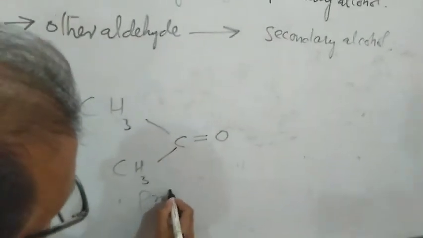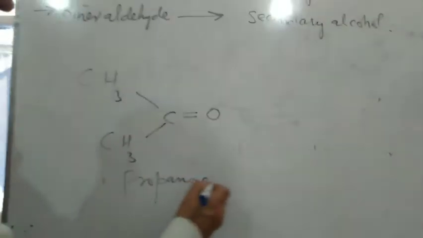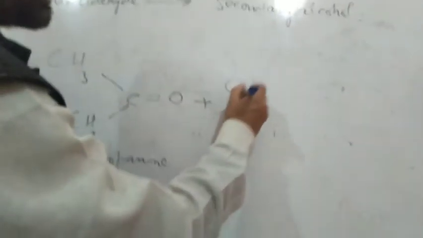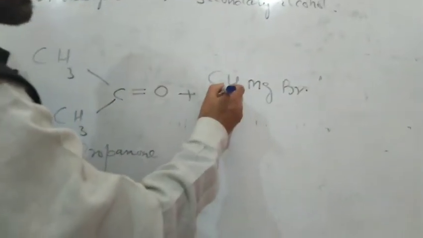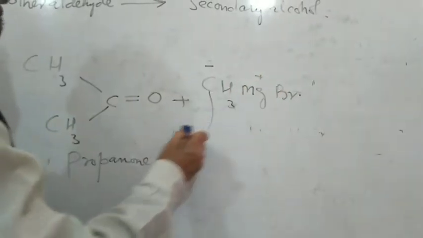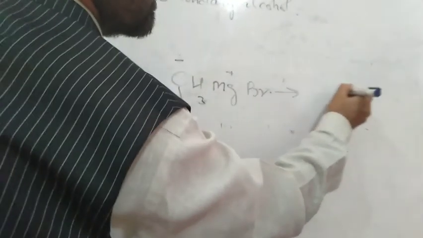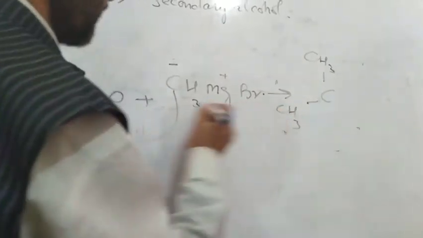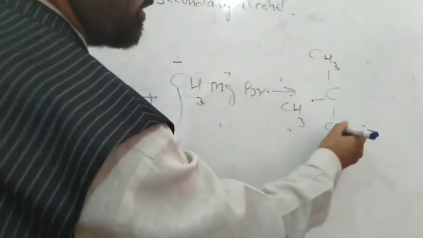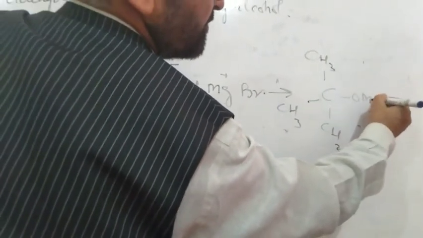Propanone या एसीटोन जिसको आप बोलते हैं, प्लस CH3MgBr. Now first this is negative, this is positive here, this attacks the carbonyl carbon, gives the addition product. यहाँ से एक CH3, यहाँ से दूसरा CH3 और अब this one CH3, alkyl group of magnesium, this Grignard's reagent, और यहाँ से OMgBr. अपन इसको हम हाइड्रोलिसिस करेंगे.